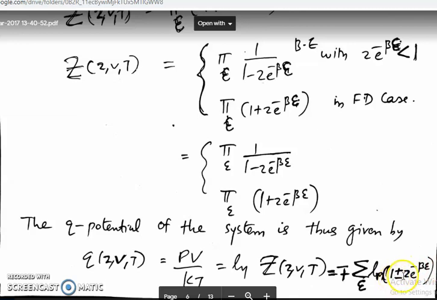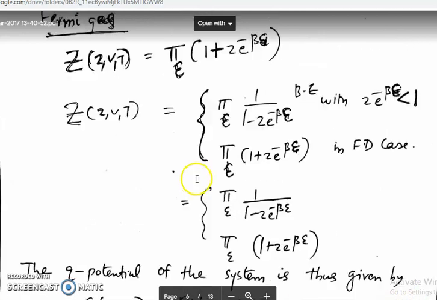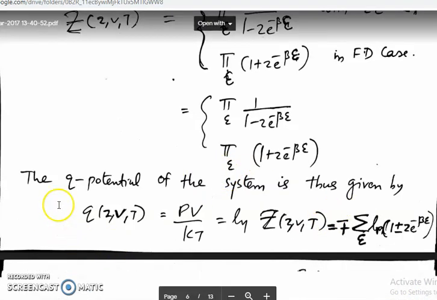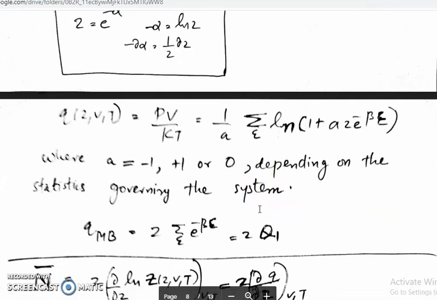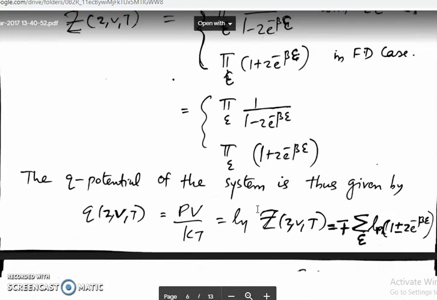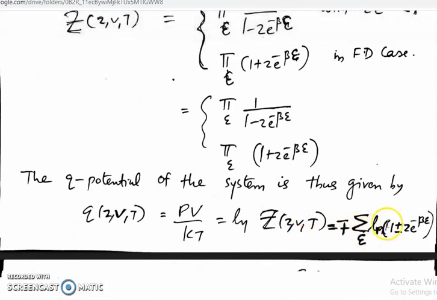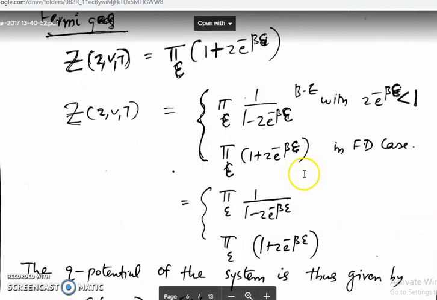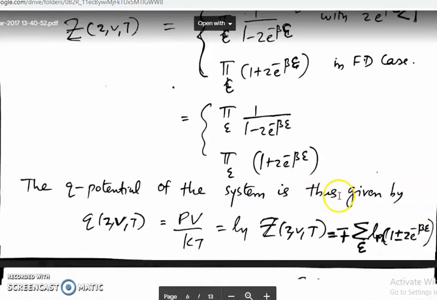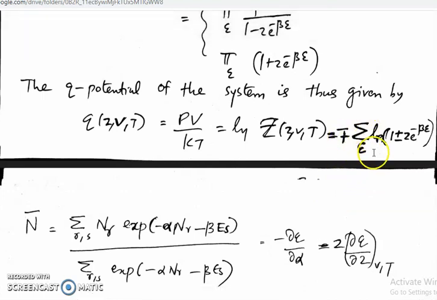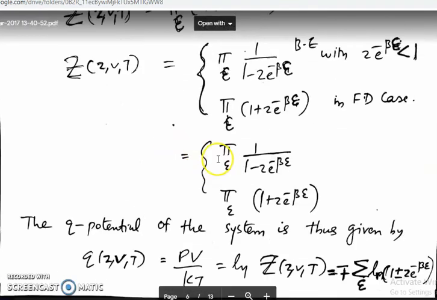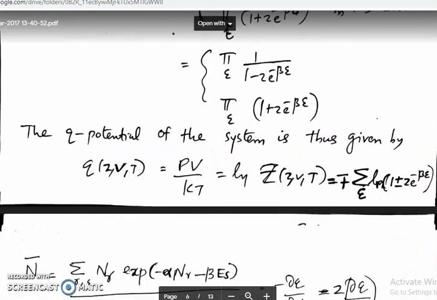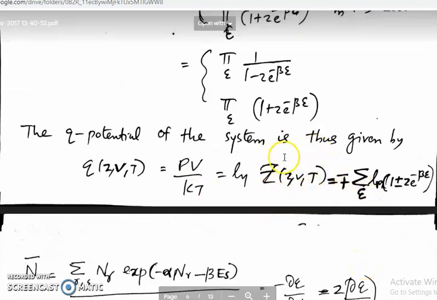Again, there is a small mistake here. This is minus, plus here. So this is the Q potential: minus sigma epsilon log 1 minus z e to the power minus beta epsilon for the Bose-Einstein case, and plus sigma epsilon log 1 plus z e to the power minus beta epsilon for the Fermi-Dirac case. So this is the Q potential.